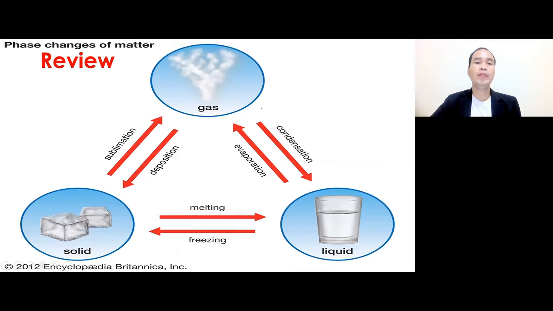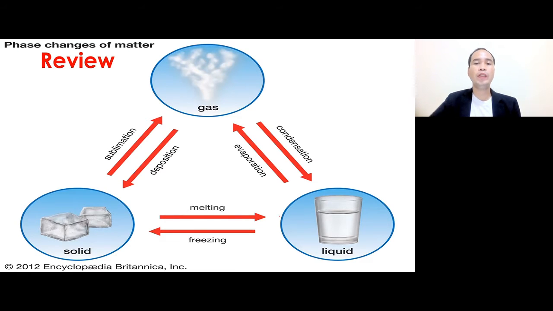And also from the previous video, we learned about the phase changes of matter, wherein for you to convert or make your solid to gas, gas to liquid, liquid to solid, it's either you add heat or remove heat to change the phase from one phase to another. So for example, if you want your solid to become liquid, you have to add heat. And that process is what you call your melting.